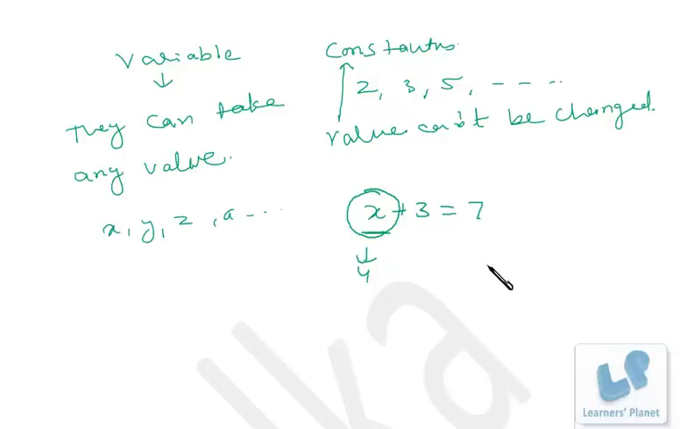Now suppose I have the other relation, x plus 5 is equal to 8. So what do you add to 5 to get 8? That's 3. So here x is 3, there x is 4. That means x can take any value. Suppose I take any other equation, so x will be 9 over here. So x is sometimes 4, 3, 9. That means x can take any value, that means it's a variable. So friends, you got the difference between variables and constants.